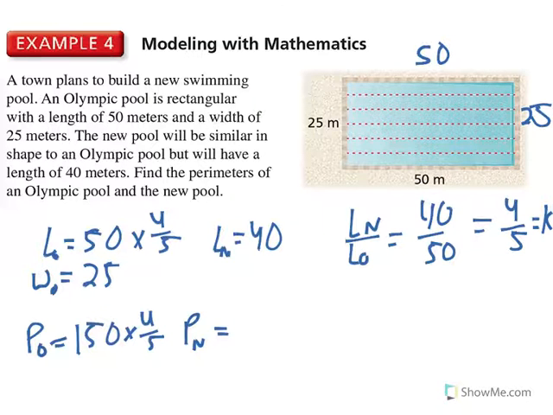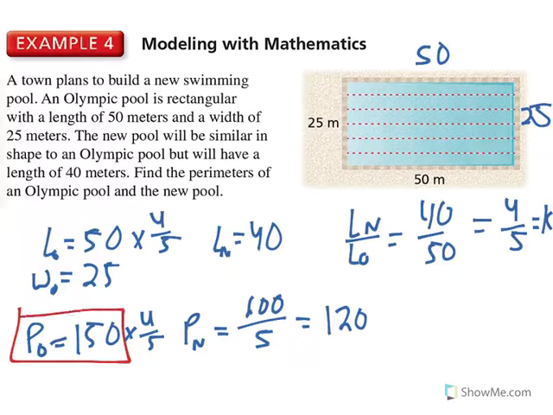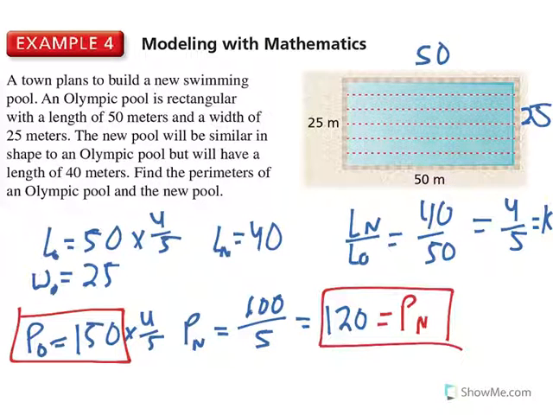So when I multiply fractions, I can multiply across the top. I'm going to do my 150 times 4, which gives me 600. And then I still have the 5 in the denominator, so then I can simplify that. 600 divided by 5 is going to give me 120. So my original Olympic pool that they looked at has a perimeter of 150. The perimeter of my new pool is 120.